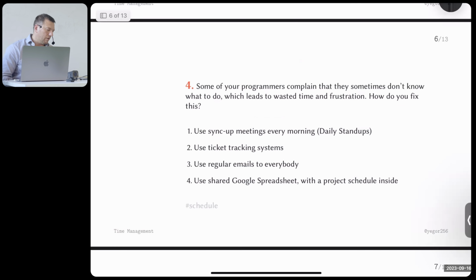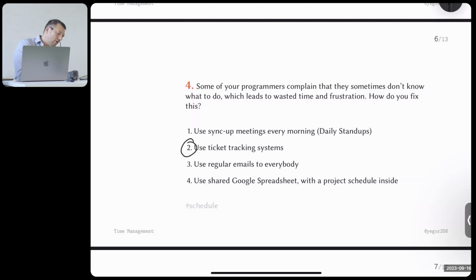Next question. Some of your programmers complain that they sometimes don't know what to do, that leads to wasted time. How do you fix this? Daily stand-ups, ticket tracking system, regular emails to everybody, and Google spreadsheet. Well, me personally, I like this one. I would suggest a ticket tracking system because in my opinion it's the most powerful instrument right now on the market.